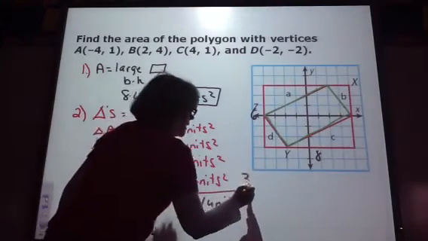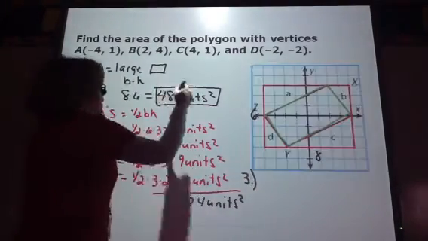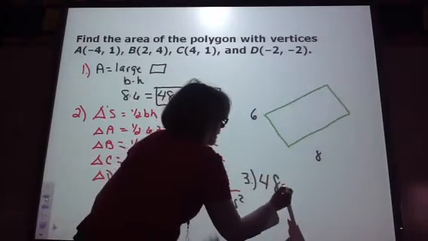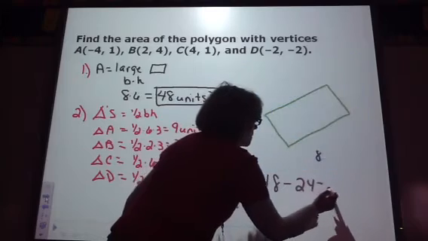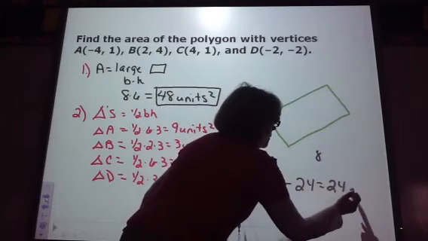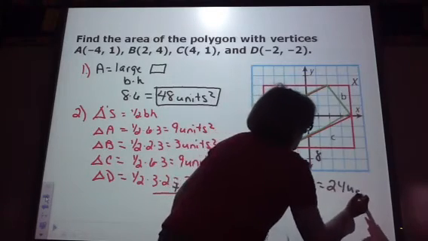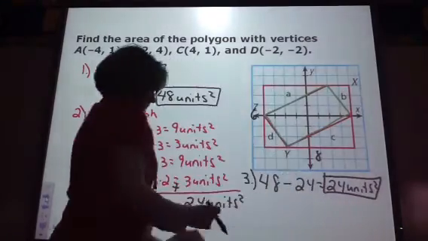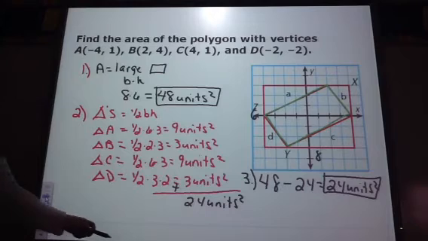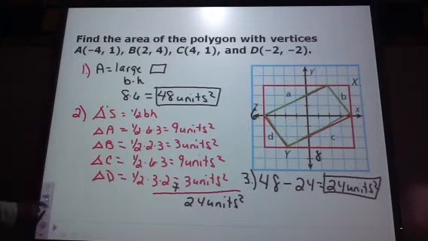And then our last step, we'll take the area of the rectangle, subtract out the area of those 4 triangles, and we get the area of the quadrilateral inside that rectangle, which should be 24 square units.